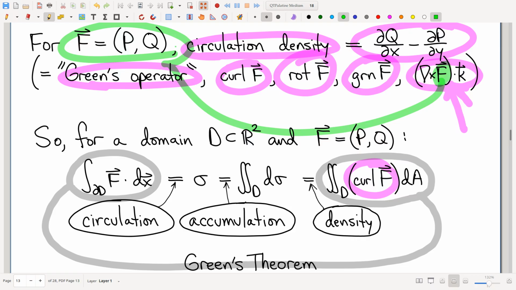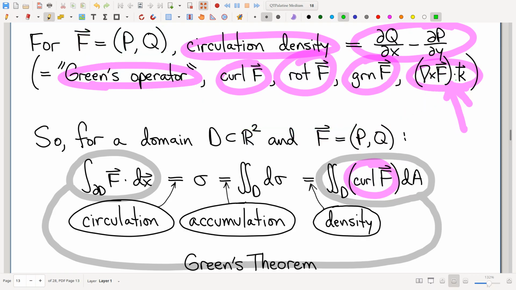I don't see why this notation is any better. How about we just call it curl? It's just so much easier. It doesn't demand a setup to make sense out of it. So I don't care for this notation. I'm going to go ahead and cross that out. It's not wrong. It's just it asks a lot of the viewer. Okay. All right.